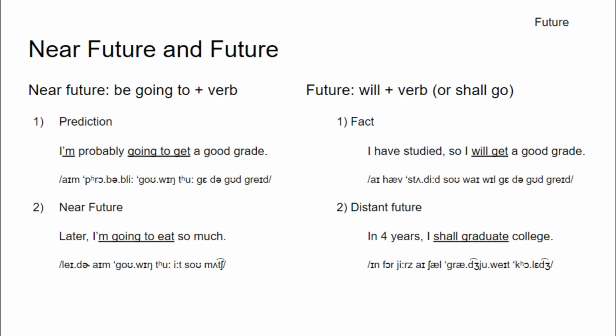You can tell if something is near future or regular future based on how soon it will happen. If it's in the next few days, you can use the phrase I'm going to plus the infinitive. If it's more distant than that, or if you're stating a fact, you can use the word I will plus the infinitive. Also, shall can express the future. Usually you would use it as I shall go. It's not often used with a lot of other verbs.